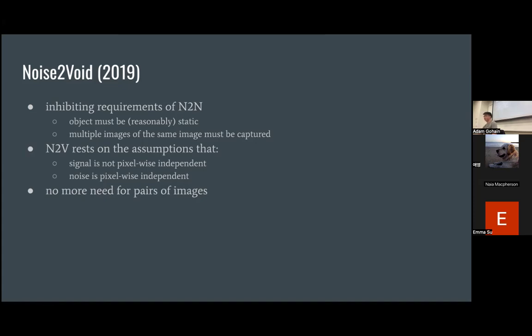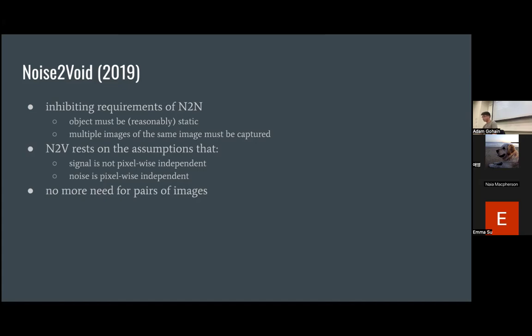And in a lot of domains, this isn't really realistic to do. So for example, with scanning electron microscopy images, getting these images can be pretty hard, and it's hard to get the atoms to stay still. So the solution to this, introduced in 2019, is a method called Noise2Void.